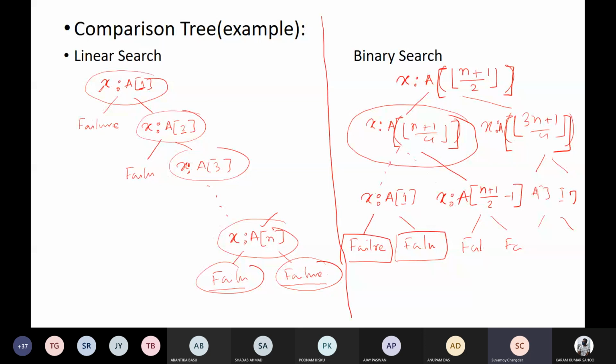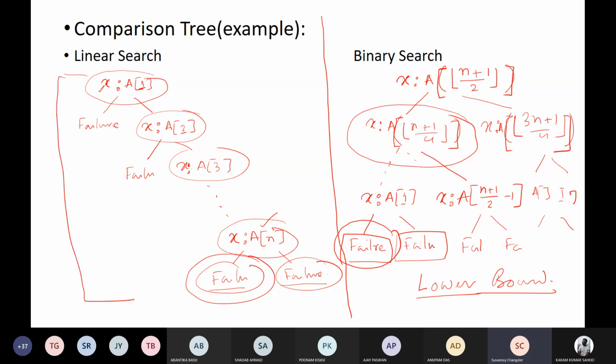So what is the maximum number of iterations that we require? This is represented by the worst case, and the minimum time required in the worst case is known as the lower bound. Here our target is to reach the failure. Here also the target is to reach the failure. So the lower bound is the time to reach from the root to the leaf node. So a comparison tree for a searching algorithm can be designed in this way.